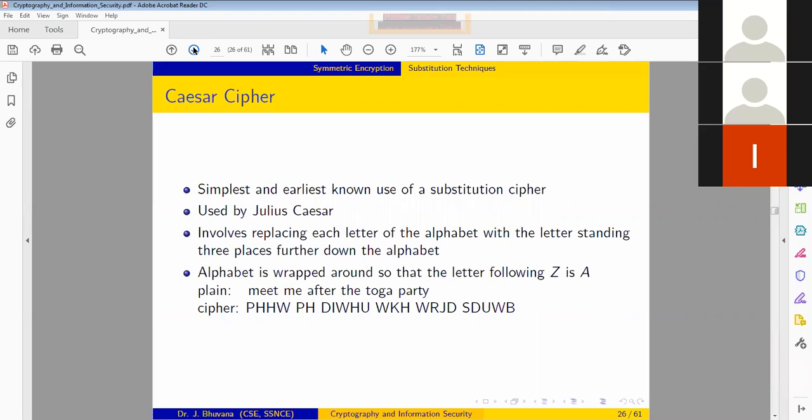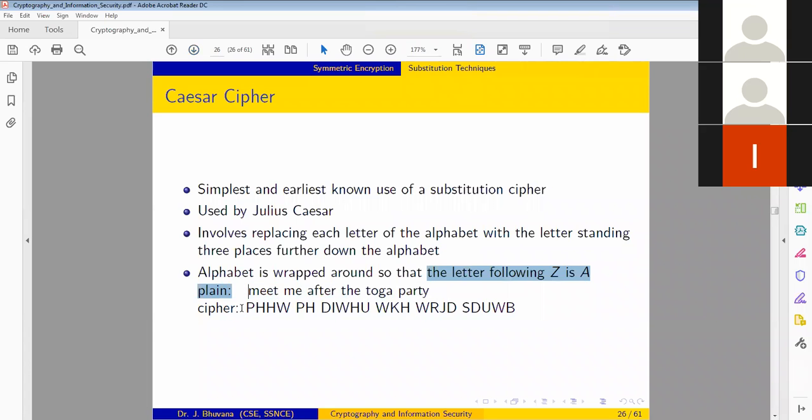A substitution technique is one where we take one letter at a time, or a few letters at a time, and replace it with another letter or another set of letters. Here in the Caesar cipher, I take one letter at a time and add a constant value to it. That is a kind of displacement. If I add 3, I take the third letter down the alphabetical order, and that third letter serves as the replacement letter, the substitution letter.